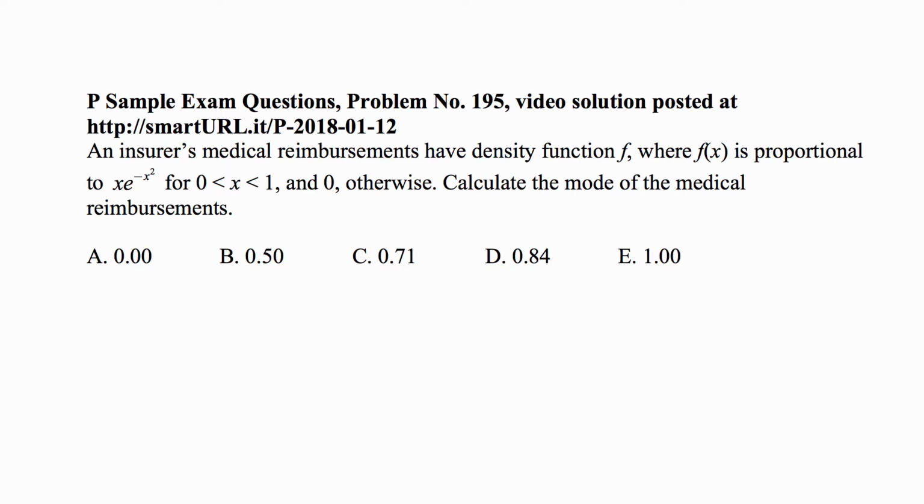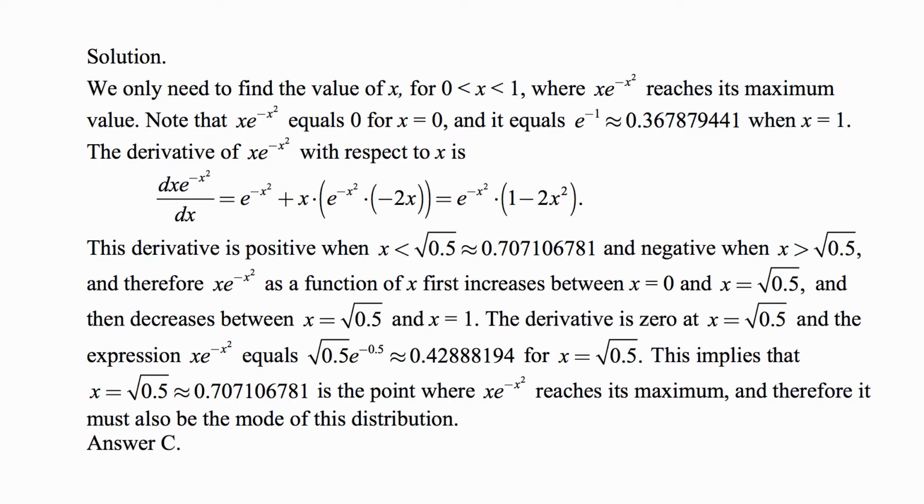And since the density is proportional to this function x times e to the minus x squared, all we need to do is really find the value of x for which x times e to the minus x squared reaches a maximum if x is constrained to be between 0 and 1. So, again, we only need to find the value of x for x between 0 and 1, where x times e to the minus x squared reaches its maximum.